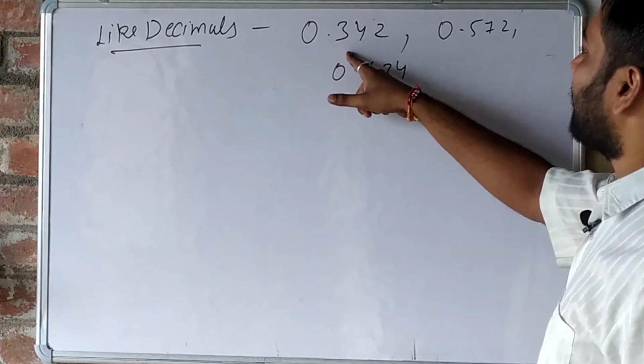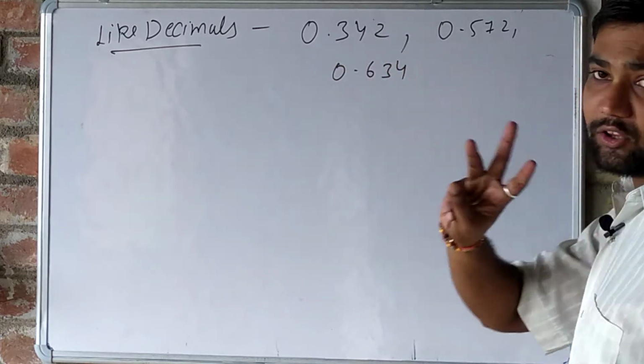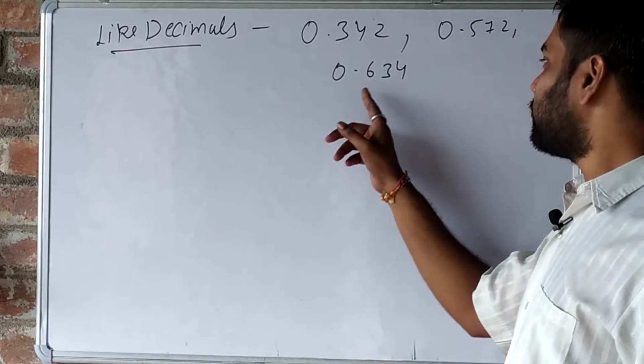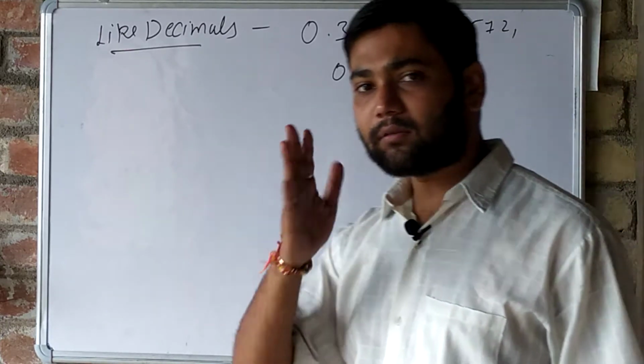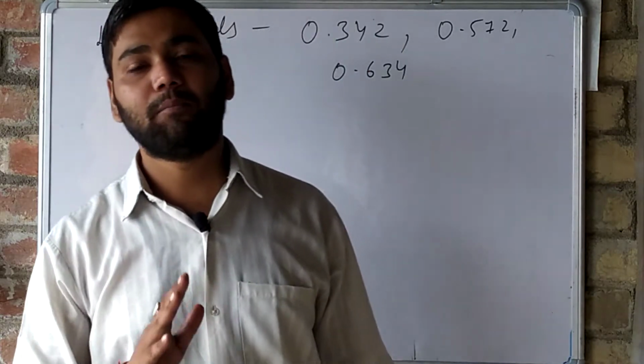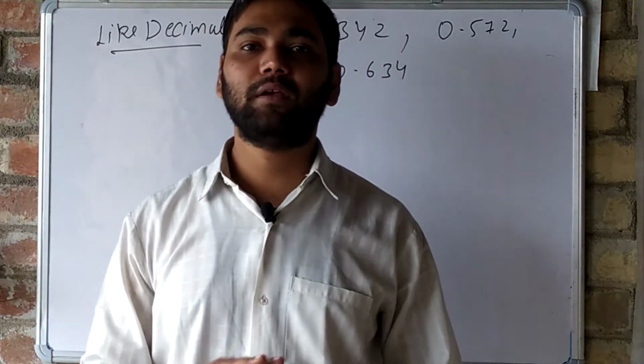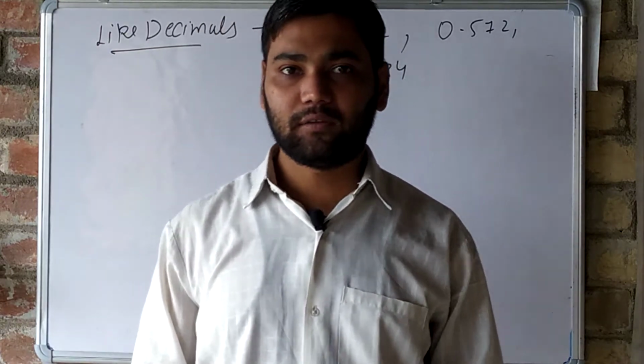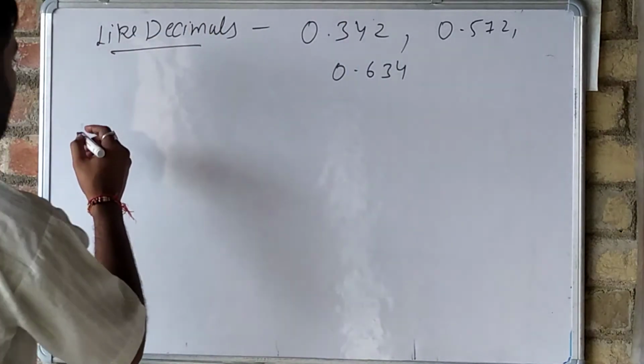See here, we have 3 decimal places, 1, 2, 3. Here also we have 3 decimal places. Here also we have 3 decimal places. So when the number of decimal places is the same in any given numbers, they are known as like decimals.